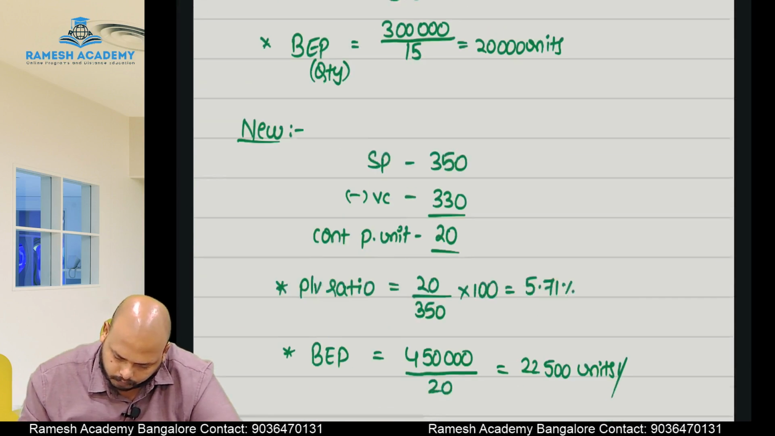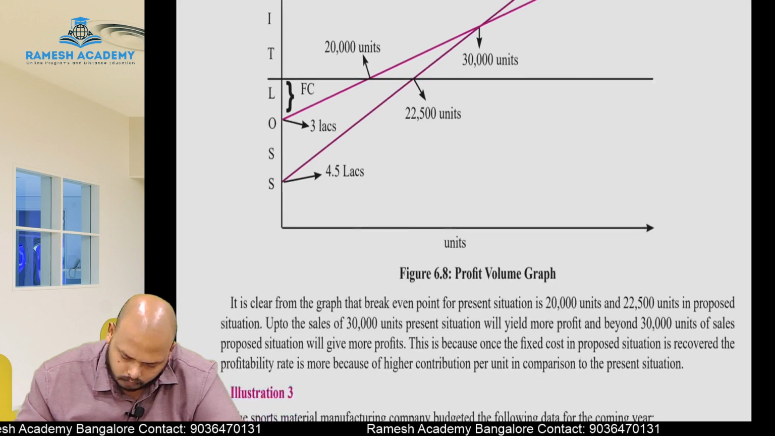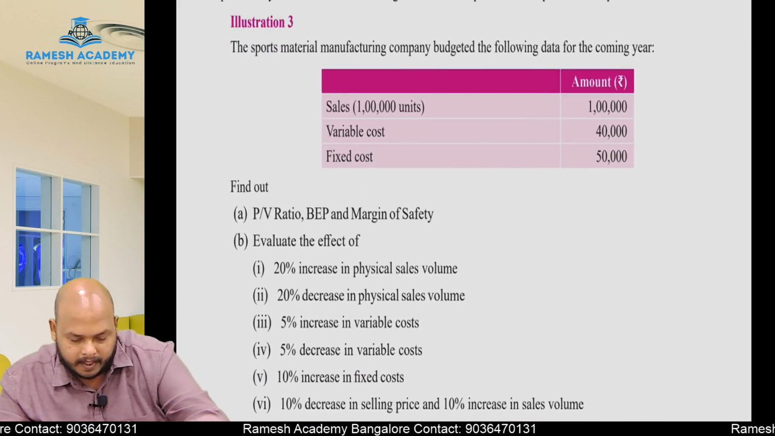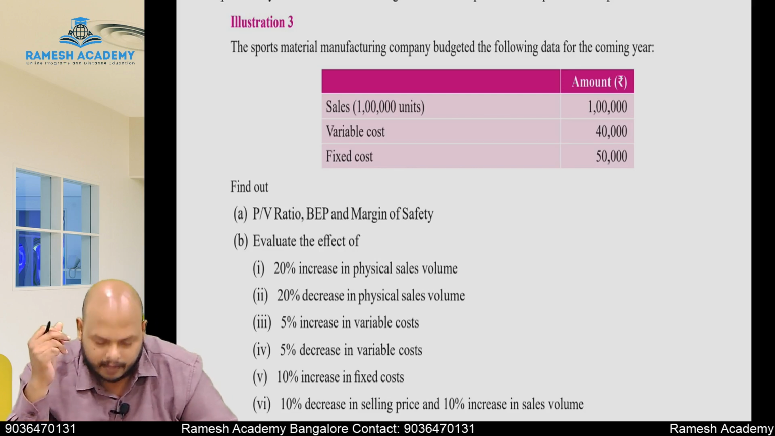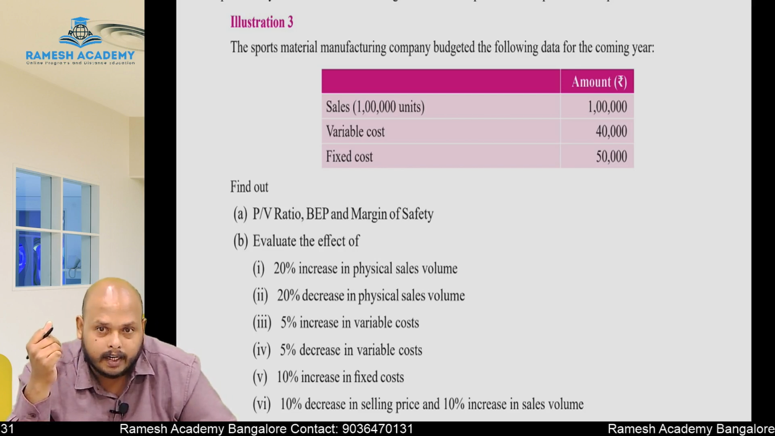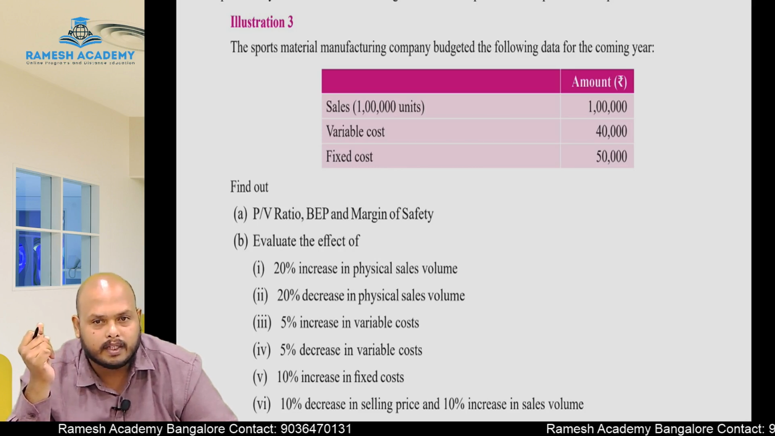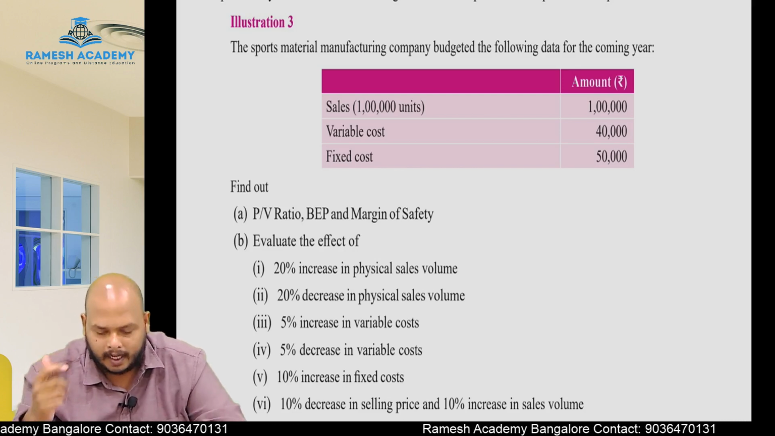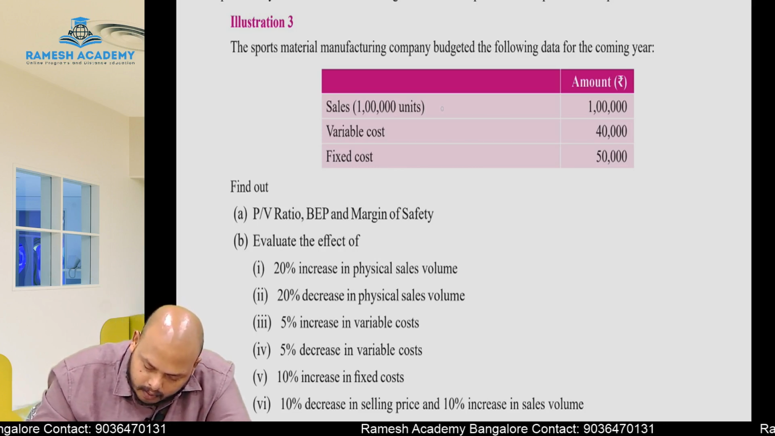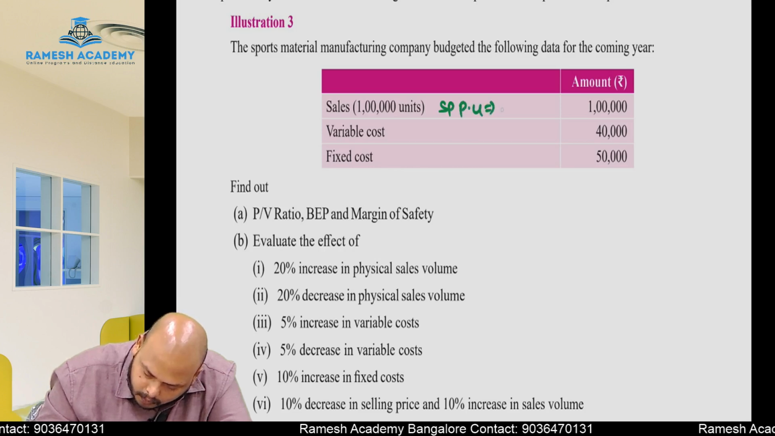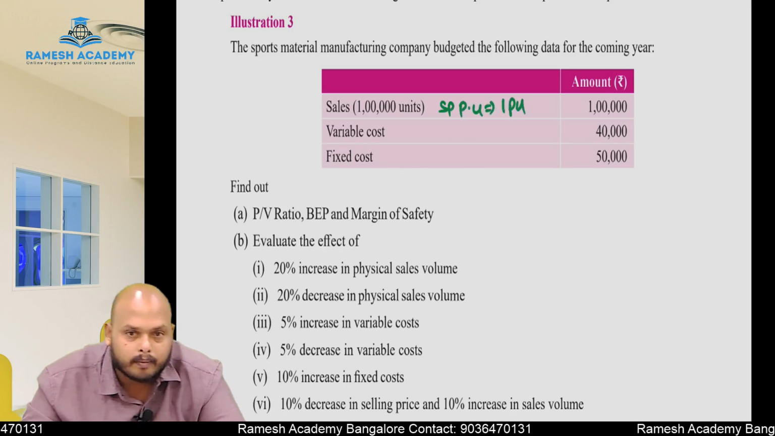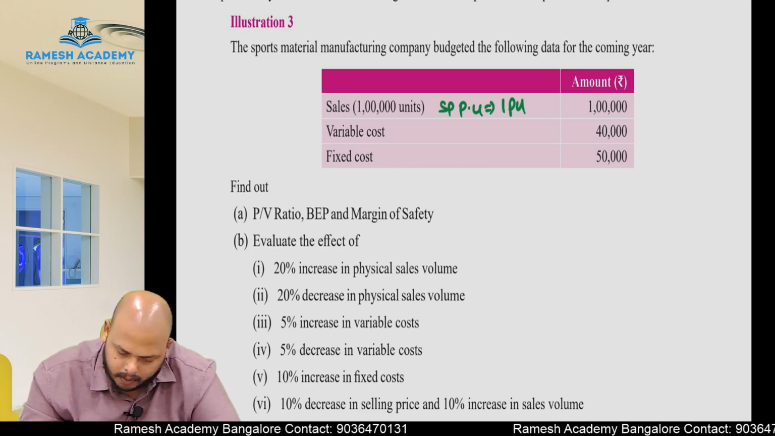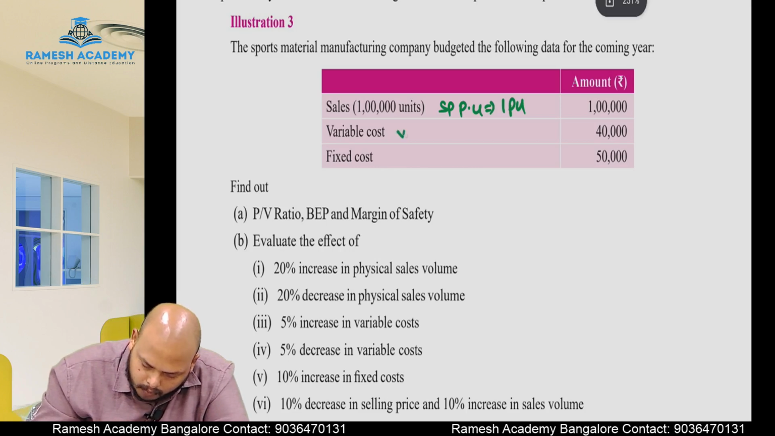Next, illustration number 3. The sports material manufacturing company budgeted the following data for the upcoming year. They gave the budgeted data for the upcoming year. Sales they gave 1 lakh units. Amount they gave 1 lakh. That is nothing but selling price per unit is equals to 1 rupee. Rupees 1 per unit. Next, variable cost 40,000 they give. So variable cost per unit will be how much?